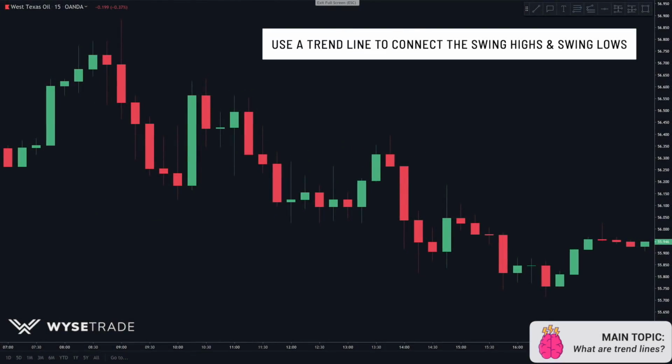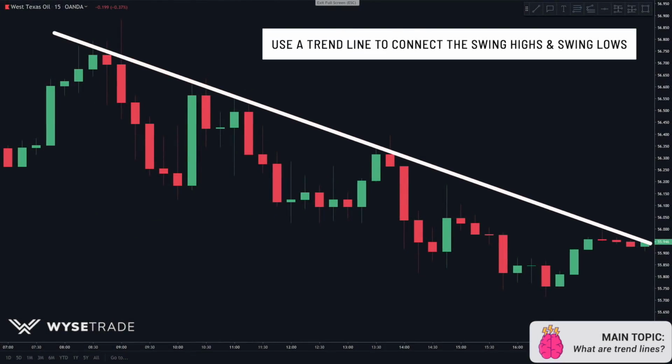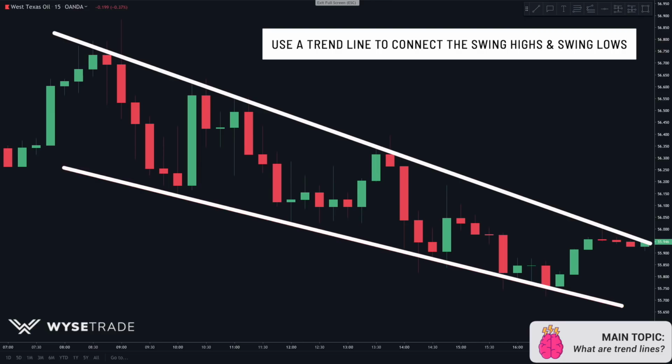Now, a trend line is then applied to connect the swing highs along the top and swing lows along the bottom. So let's move on to an uptrend.